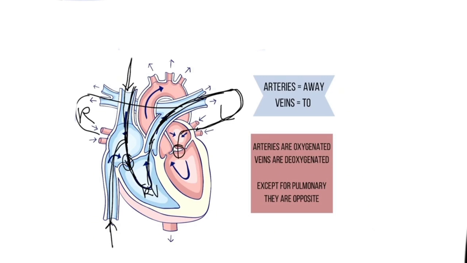Now the blood goes through the bicuspid or the mitral valve, remember, because you try before you buy, into the left ventricle. From the left ventricle, it goes up through the aortic valve and then through the aorta, and it is dispersed to the body.